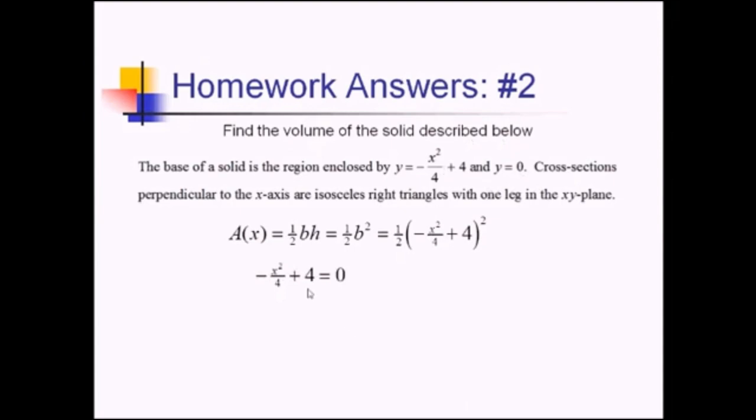And now for the limits of integration, we need to set this stuff equal to 0. If we do a little bit of algebra here, let's just multiply everything by negative 4. So that would be x squared minus 16 equals 0. Add the 16 and square root it. We have x is going to be plus or minus 4. So for my volume, I have the integral from negative 4 to positive 4 of this area formula with a little dx after it. And now it's time for some calculator action.